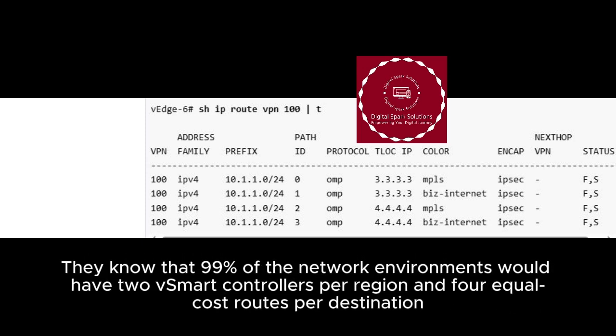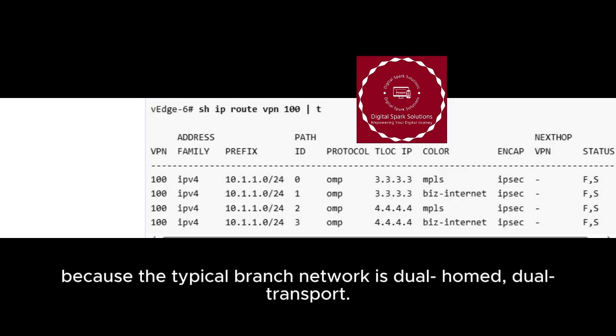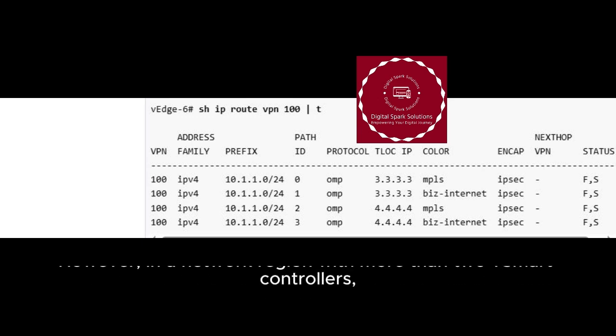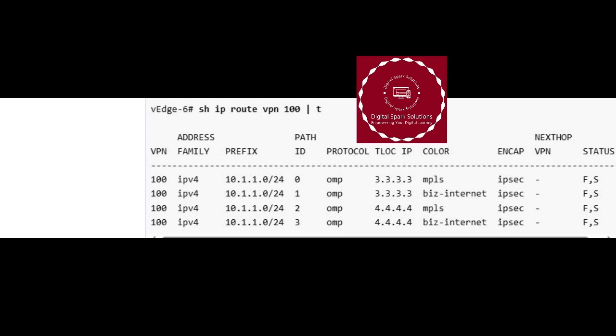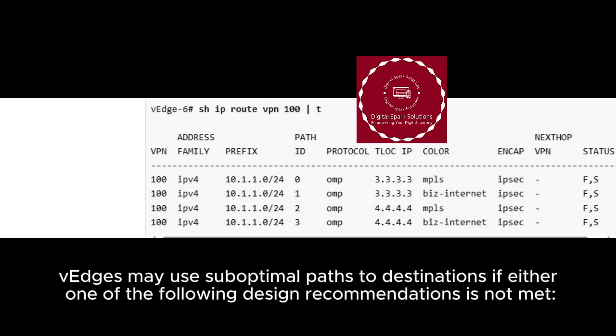They know that 99% of the network environments would have two vSmart controllers per region and four equal cost routes per destination, because the typical branch network is dual-homed, dual transport. However, in a network region with more than 2 vSmart controllers, vEdges may use suboptimal paths to destinations if either one of the following design recommendations is not met.